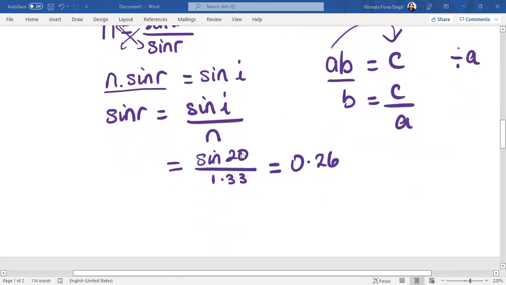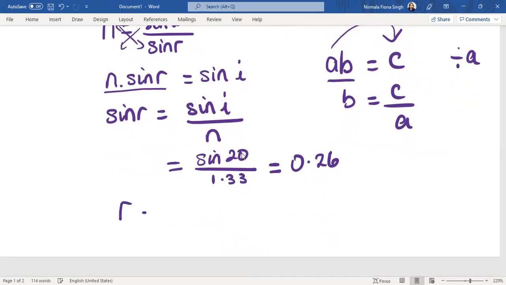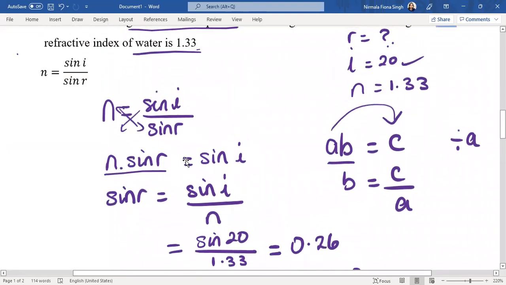And now I want to work out R. I don't want sine of R, I want to work out R. And again, R will be the inverse sine of 0.26. And when you work that out, you're going to get second function sine 0.26, 15.07 degrees. Those following along on your calculators, are you getting that? Yes, Miss. Good. Beautiful. Let's try one on our own now.